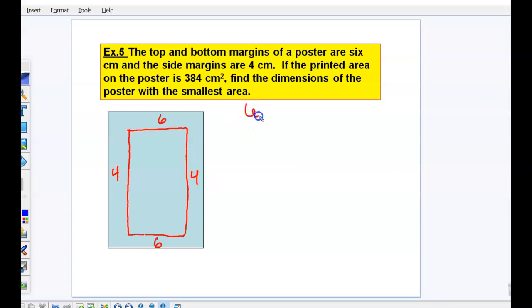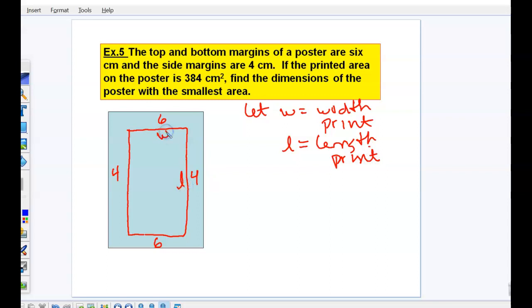So what we're going to do is we're going to let W equal the width of the print and L equal the length of the print. So this would be L, this would be W, and we know that length times width is equal to 384. Now we're asked to find the dimensions of the entire poster with the smallest area. Well, I need to come up with a formula for the area of the entire poster.